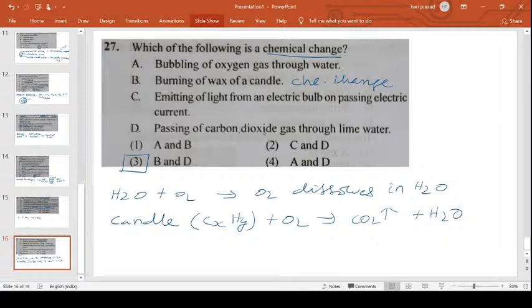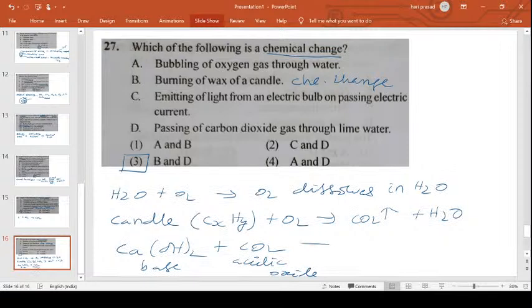Passing of carbon dioxide gas through lime water, that we'll see. Lime water is calcium hydroxide, that is a base. Carbon dioxide is an acidic oxide. So the acid reacts with the base to give salt: calcium carbonate, and water is produced. Therefore carbon dioxide with lime water is a chemical change, we can say. So the answer for this question is the third option.